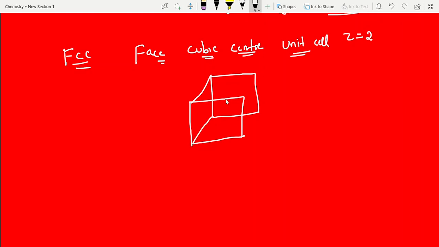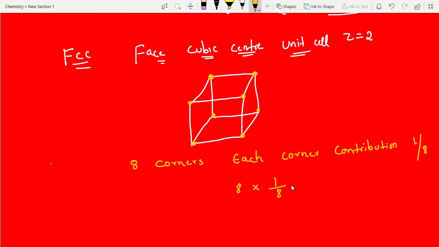All centers, first it satisfies the primitive, no? Primitive means, again, corners. Particles at corners. Correct. 4, 5, 6, 7, 8. How many corners, students? Yes, 8 corners. Each corner contribution, sharing 1 by 8, right? So 8 into 1 by 8, that is equal to 1. This first part is common for all unit cells. Now next part, look into this.